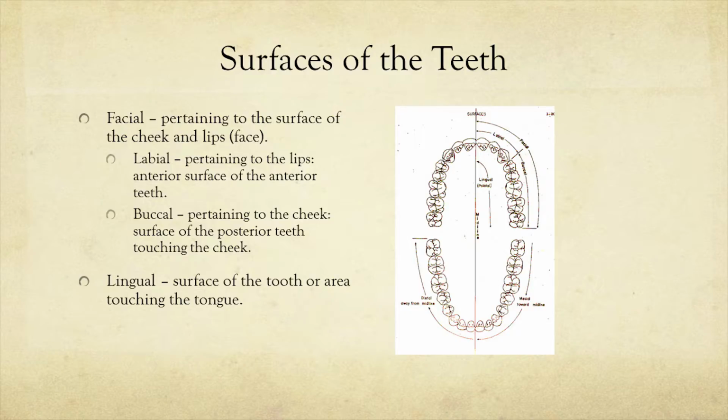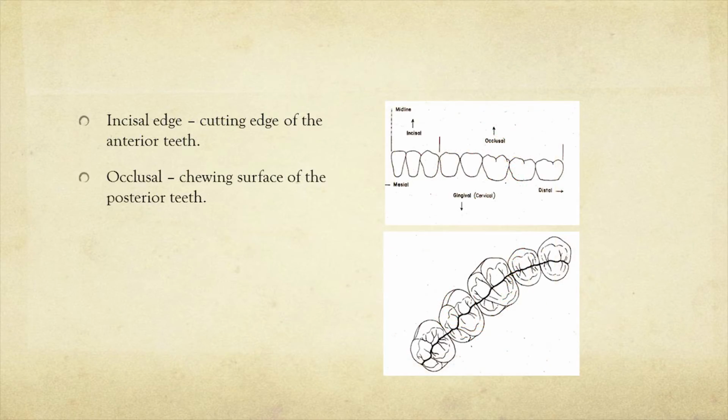And looking at the inside portion of the teeth, the tooth surface facing either the tongue or the palate is called either lingual, or palatal for the maxillary teeth. And these are your buccal and lingual surfaces of the teeth. Besides that, you have your chewing surfaces or cutting surfaces. The anterior teeth have the incisal edge, and the chewing surfaces of your posterior teeth are called your occlusal surface.